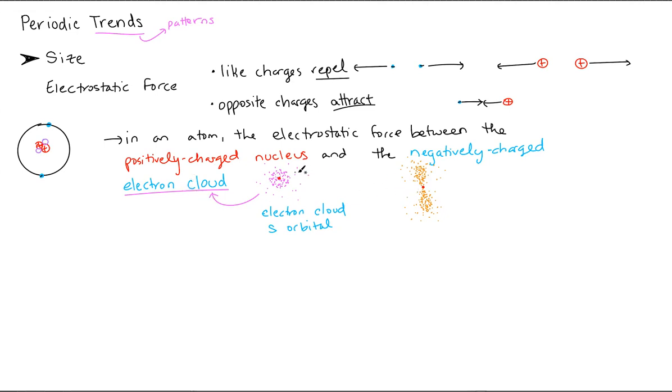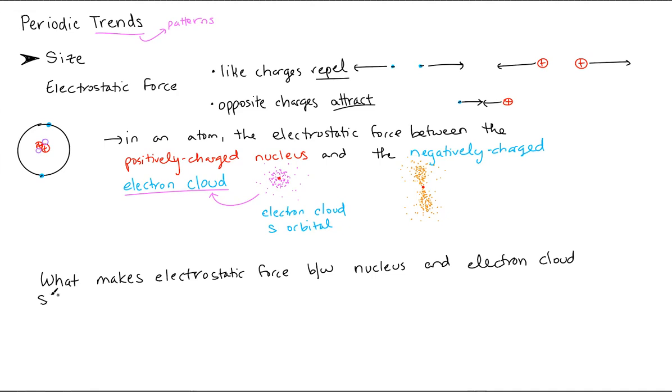So the electrostatic force between the positively charged nucleus and the negatively charged electron cloud, whether it's an s or a p orbital, that is the electrostatic force that matters for us. So the next question that you can ask is, what makes the electrostatic force between our nucleus and electron cloud stronger or weaker? That's what we need to ask ourselves now, because that is going to give us our answer about how this force impacts the size of our atom. All right. So take a second, write this down. You may have to pause the video.